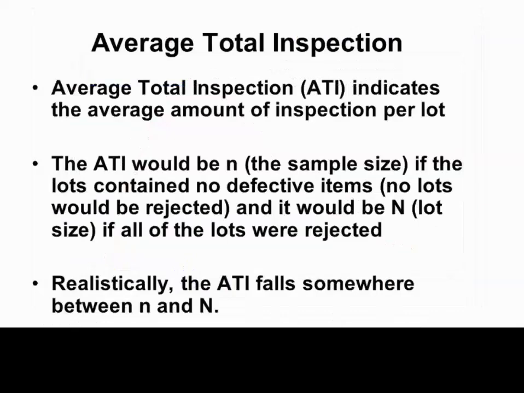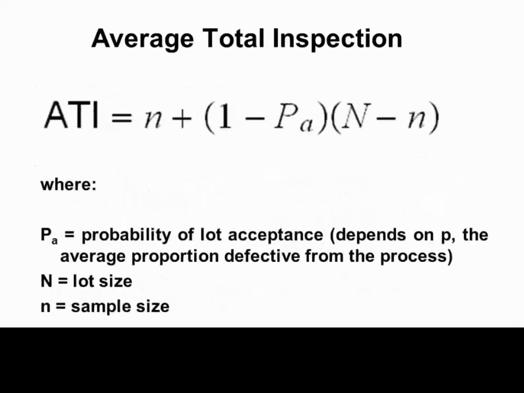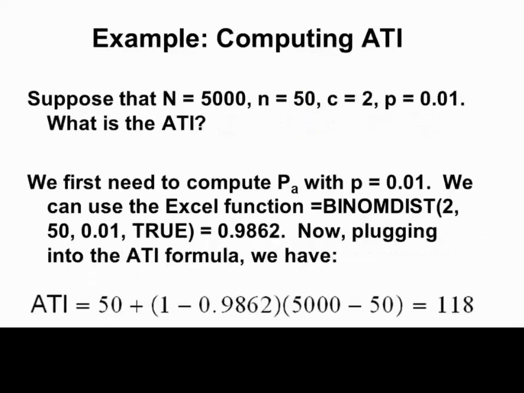The other metric you could look at is a measure of the total inspection cost. Again, it's going to be a function of the lot size and the sample size. Average total inspection, or ATI, is on average, how much of each lot are you going to be inspecting? Again, I'm not going to explain where the formula comes from, but it also requires you to calculate the probability of acceptance. And with the same example I had before, same data, we can calculate that, plug it in, and in this case, the ATI comes out to be 118.